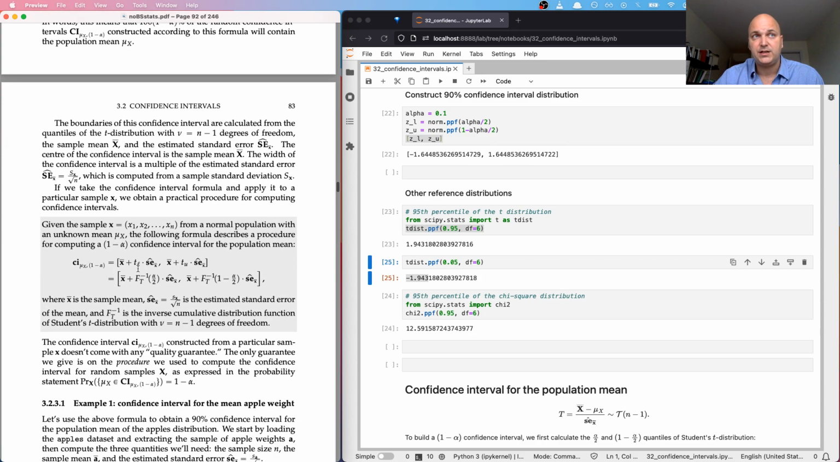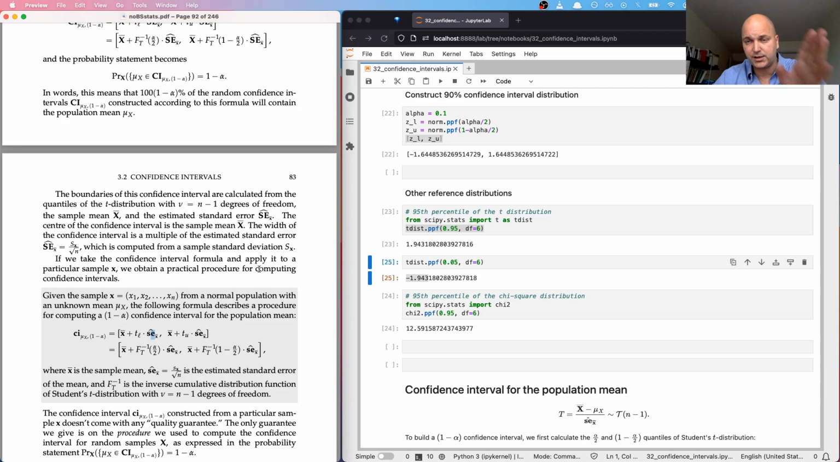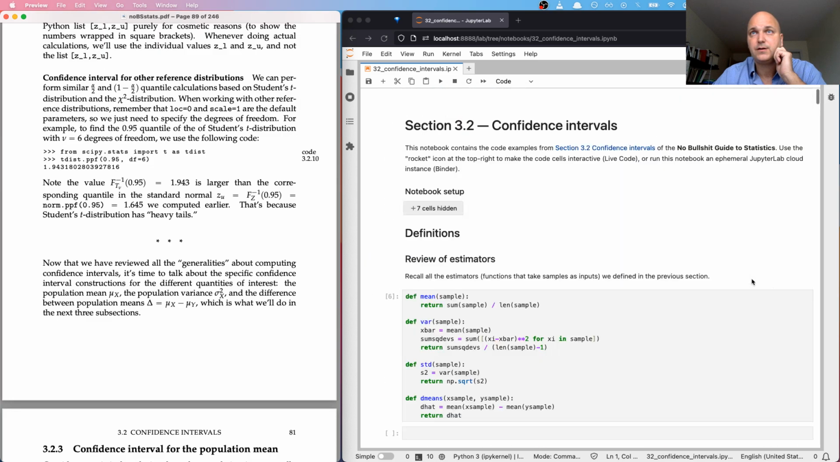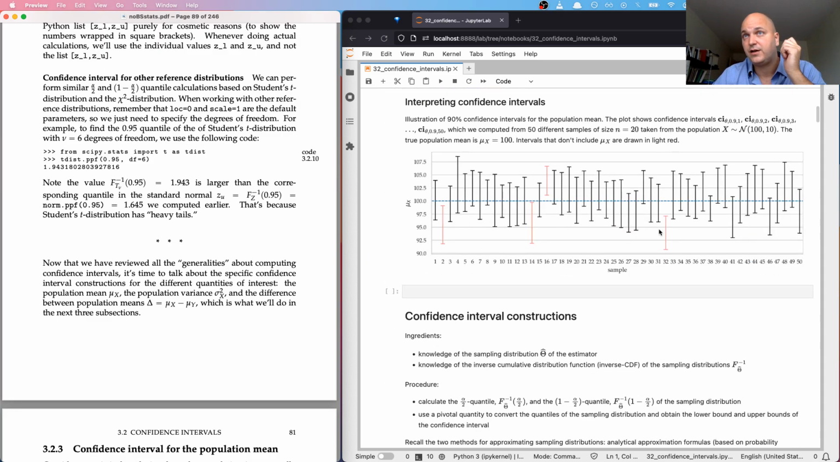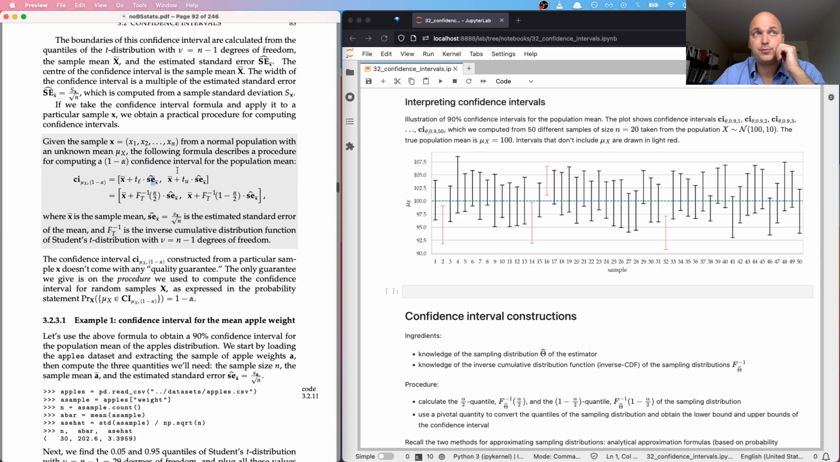In practice, the formula you're going to use is applied on a particular sample and a particular standard error. The way you use this procedure will sometimes work and sometimes fail. For a given sample, remember the graph? This is the procedure, and 4 out of these 50 times the procedure failed. The only thing we can say is that the procedure described in this box succeeds with probability 1 minus alpha.